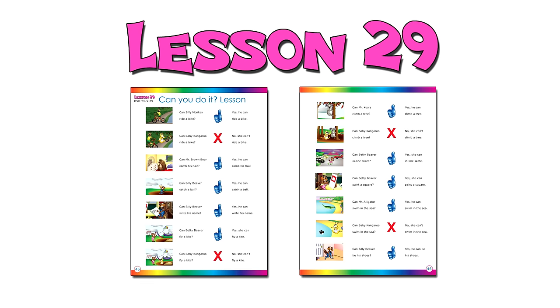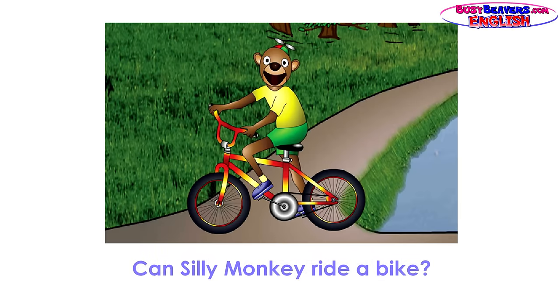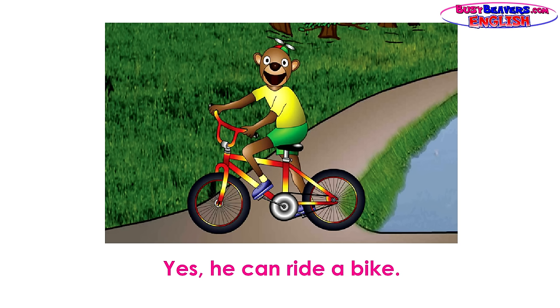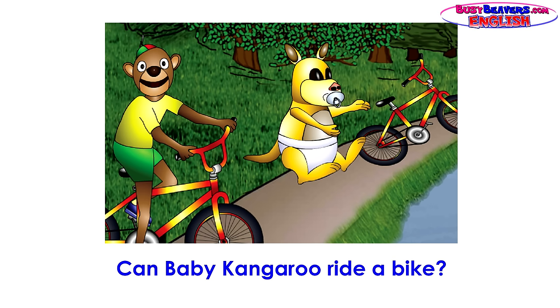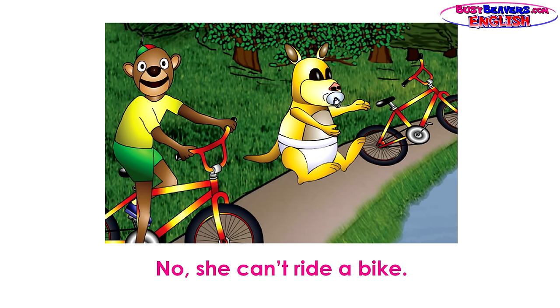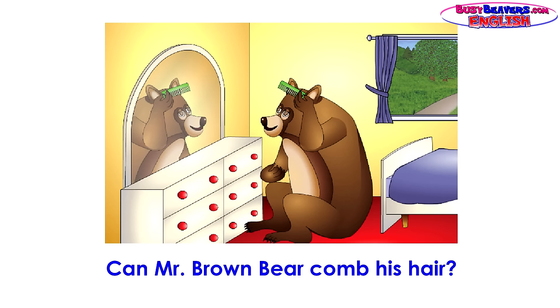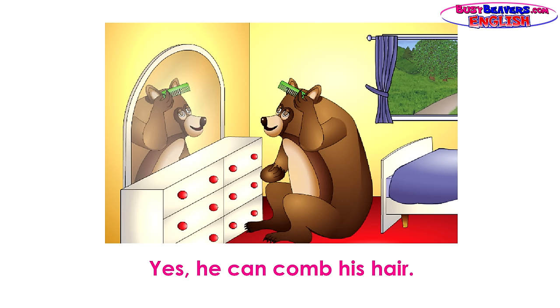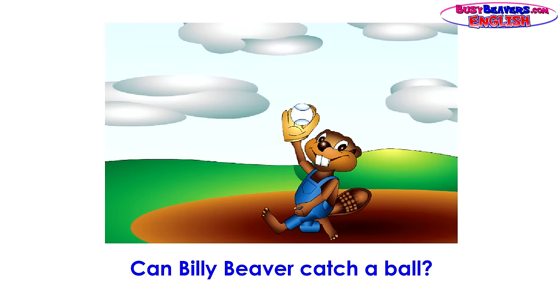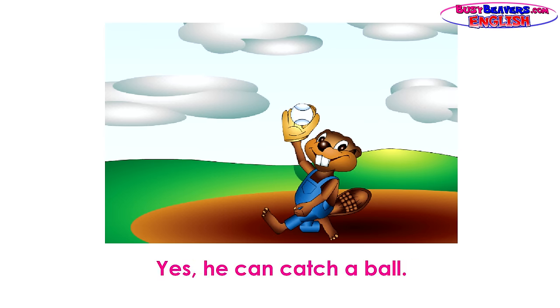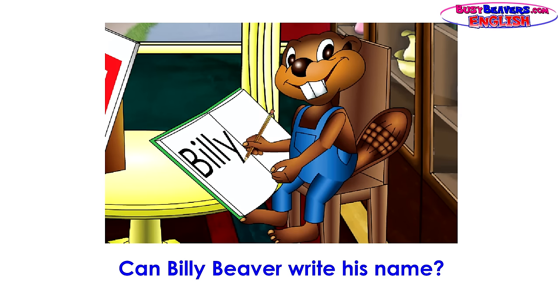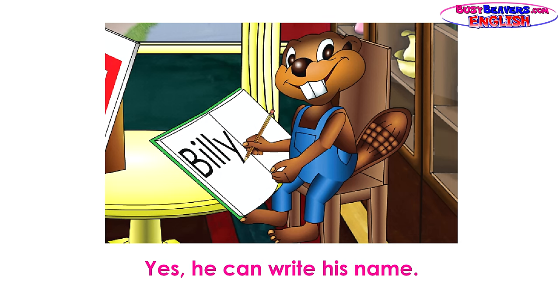Lesson 29. Can you do it? Can Silly Monkey ride a bike? Yes, he can ride a bike. Can Baby Kangaroo ride a bike? No, she can't ride a bike. Can Mr. Brown Bear comb his hair? Yes, he can comb his hair. Can Billy Beaver catch a ball? Yes, he can catch a ball. Can Billy Beaver write his name? Yes, he can write his name.